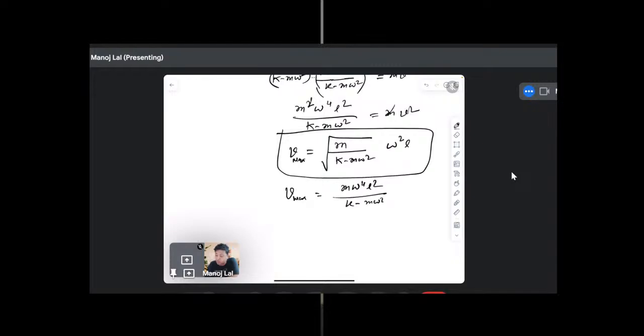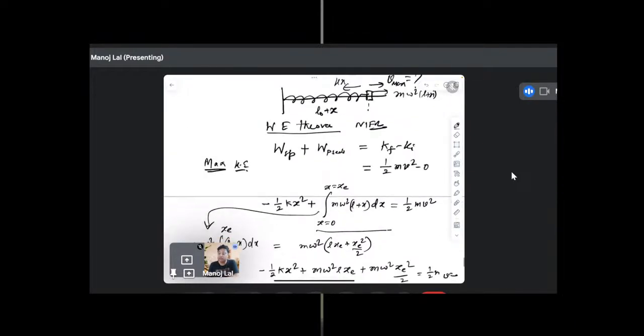m omega square, they have kept it inside the square root. So this is your answer. I hope you got this question. It is clear to you.